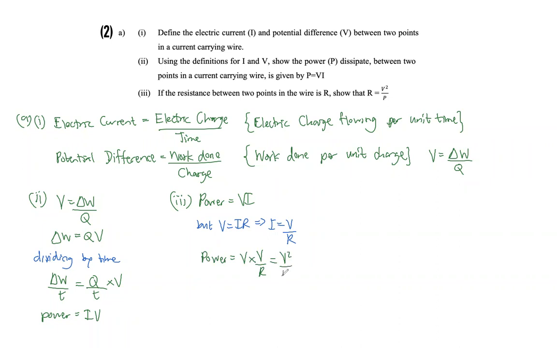So we have to make R the subject. R is equal to V squared over power. I think for power they have used the symbol P, correct? Done, simple. So don't take these things for granted, the definitions and all. Sometimes they will ask you to do this in the first part.